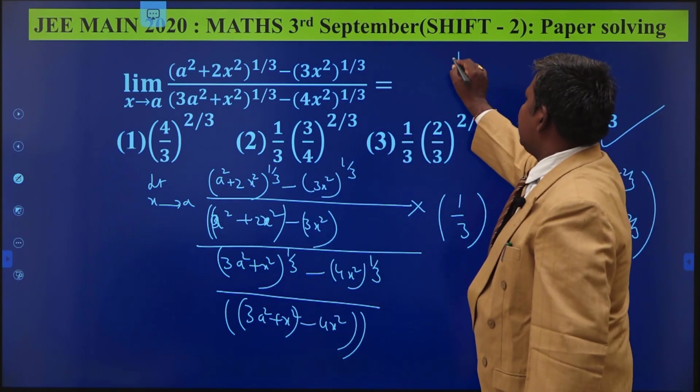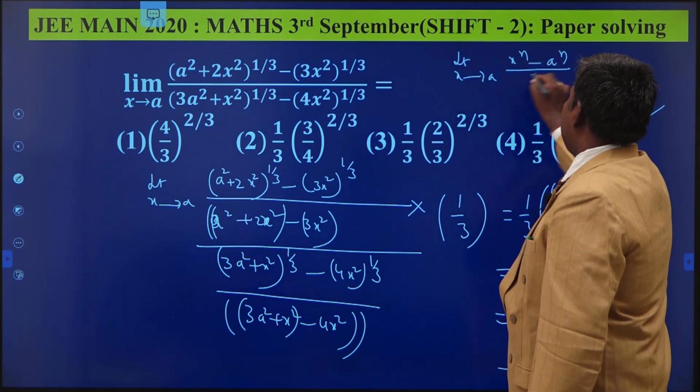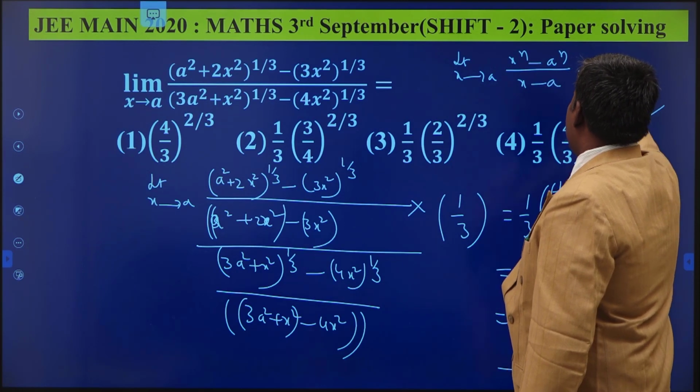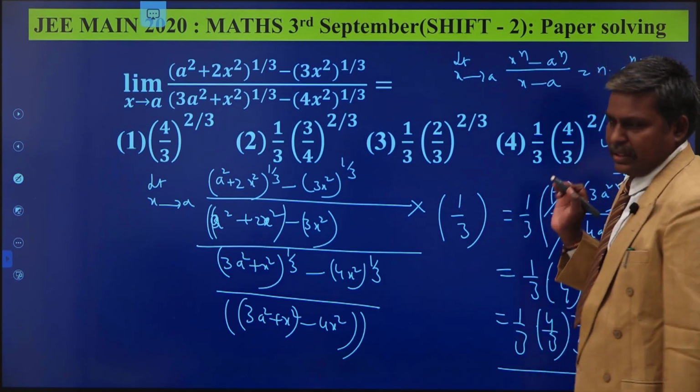So limit x tends to a of x to the power of n minus a power n by x minus a is what? n into a to the power of n minus 1. I have used this technique here.